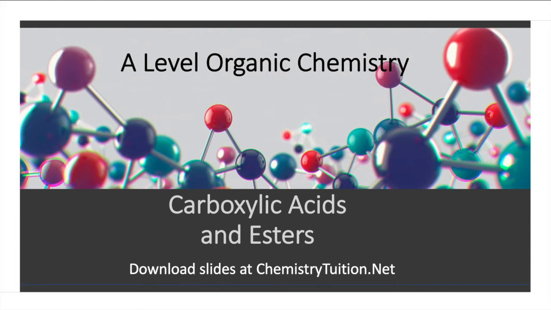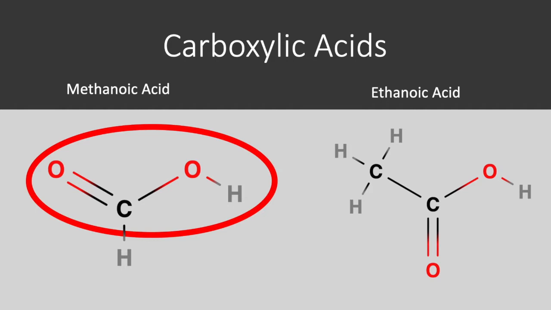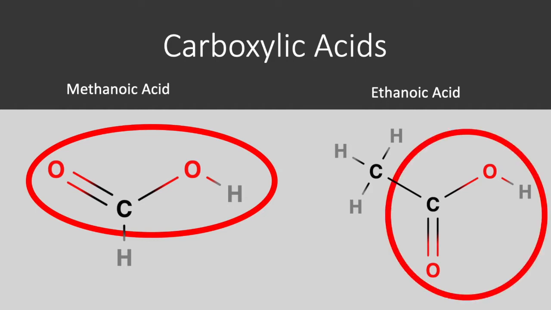We're now going to spend some time looking at carboxylic acids and esters. So here are the first two carboxylic acids in the series, methanoic acid and ethanoic acid, and you'll see they both contain the C=O OH functional group, and that's what makes them carboxylic acids.